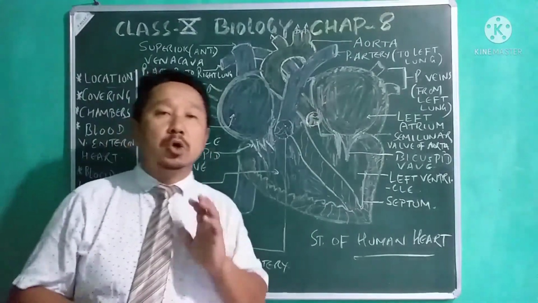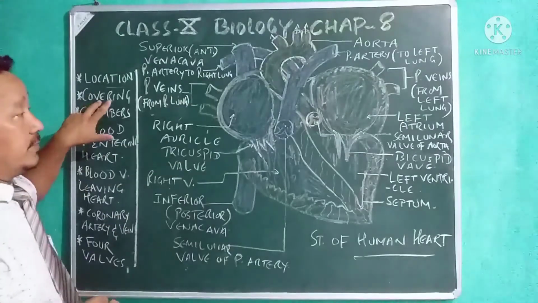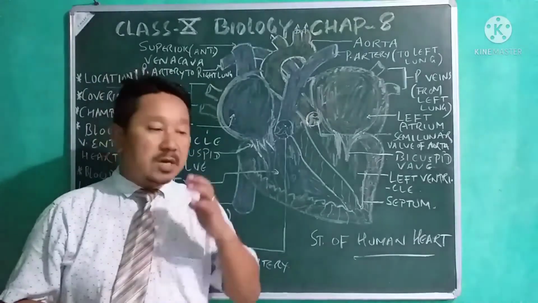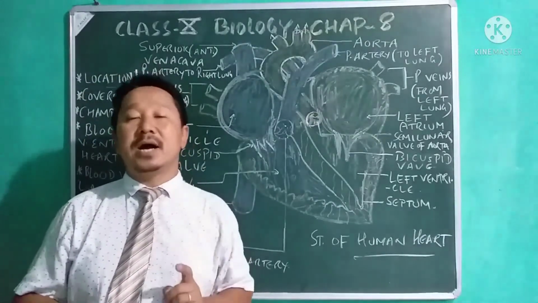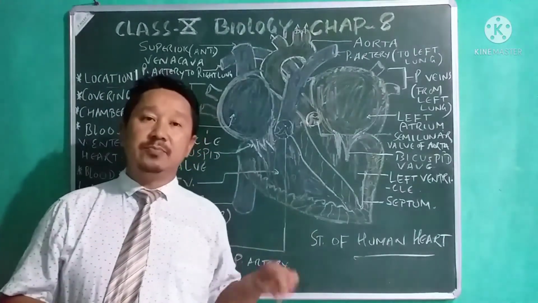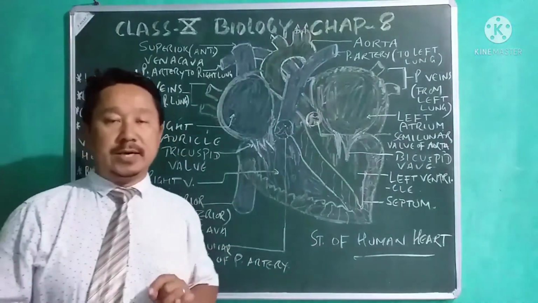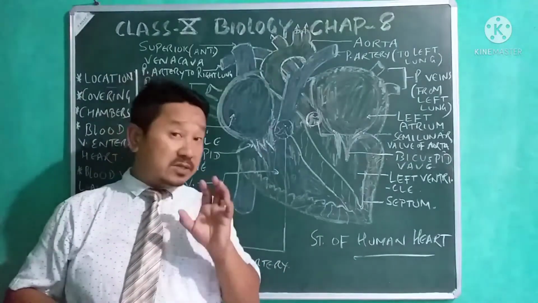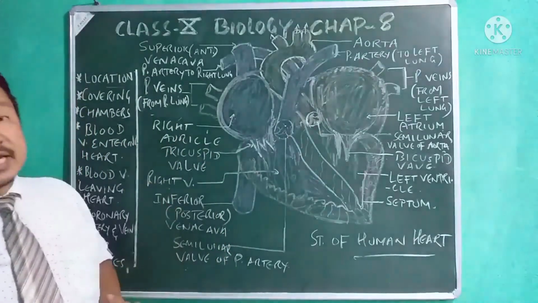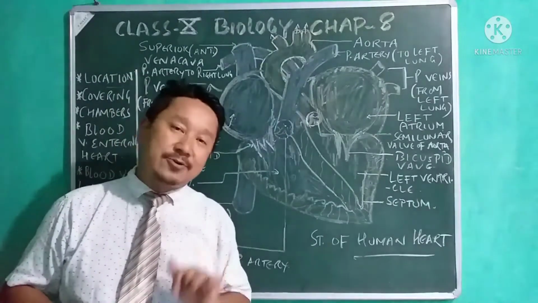That is the location of the heart. Then, the covering. The heart is covered by a double membranous covering called pericardium. Please remember the word pericardium. It is there in the book itself, and it was discussed in the last live session also. Pericardium, P-E-R-I-C-A-R-D-I-U-M.